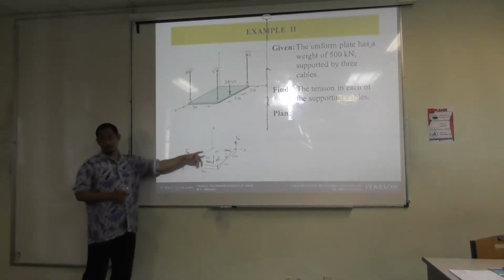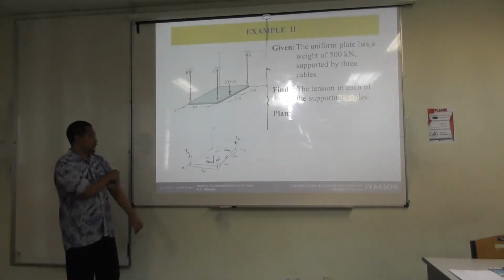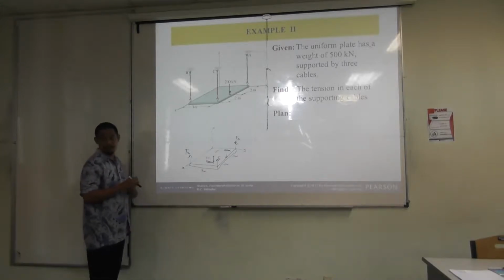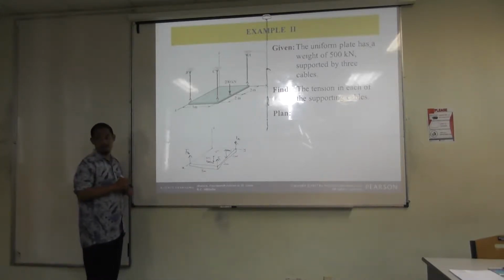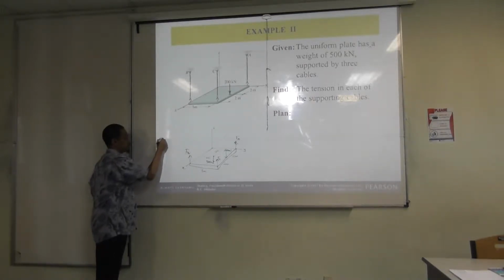Any questions so far on the establishment of the free body diagram? No question, right? Now, how to solve this one? How many unknowns do we have? 3. How many equations do we have? What are the equations? Summation of Fx equal to 0, then summation of Fy equal to 0, then. Any other equation?